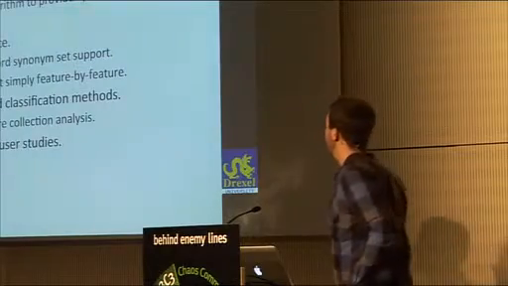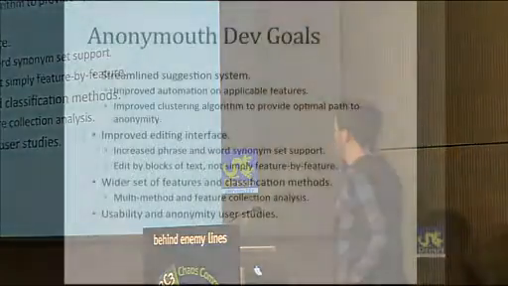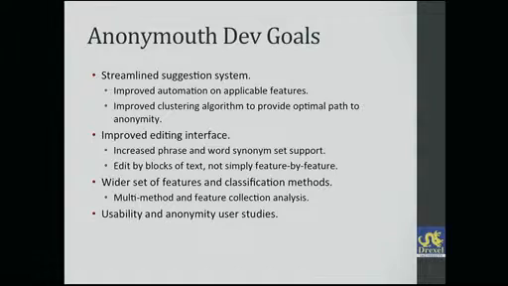And we have some development goals for Anonymouth, just like JStylo. We want to streamline the suggestion system. We want to improve the automation on certain features where they can be more easily automated. And improve the clustering algorithm so you can more easily see the path to anonymity that you need to take, in terms of what features you need to modify when and in what order.